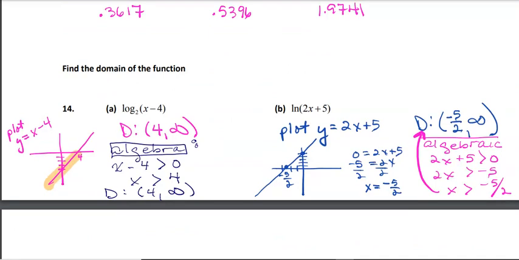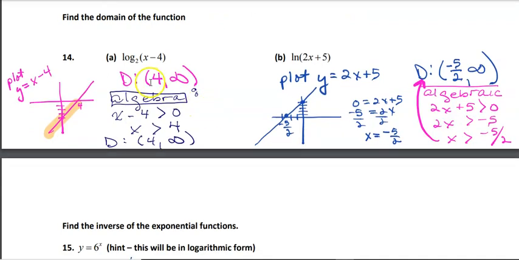Okay, so I told you you could do this two ways. Pick the way you like. It's all based on the fact that you cannot take the log of a number that's 0 or negative. Therefore, that forces x minus 4 to be greater than 0. Solve for x. X has to be greater than 4. If x is greater than 4, then my domain starts at 4, but doesn't include it, because it has to be greater than 4, and continues on to infinity. Notice I have parens both places.